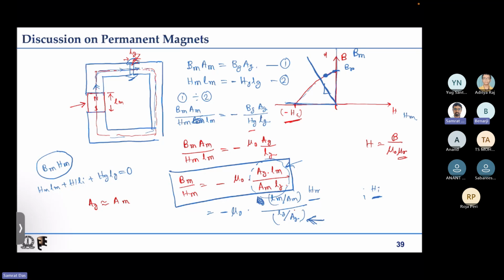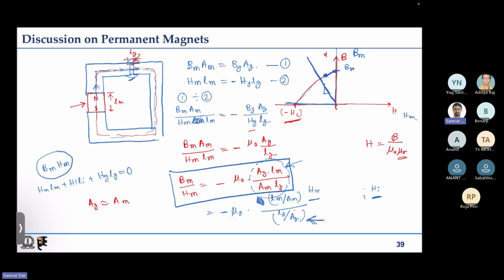But do you mean that by taking some coil and injecting some current, such that we are getting minus Hg by Lm of magnetic field intensity, that will make the flux produced by the permanent magnet equal to zero? That is one way.